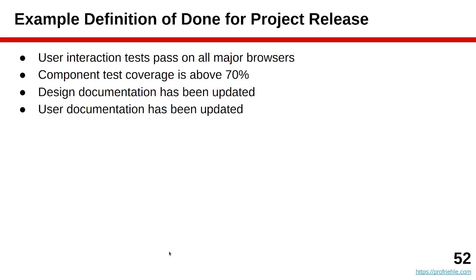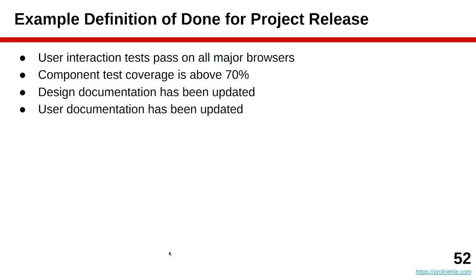And here's a final one for a whole project release, maybe in addition to component tests, also called unit tests, maybe in addition to those, you have user interaction tests, yeah, that go through the user interface. And maybe those have to pass on all browsers for you to say this project release is done and we can give it to a customer. You may get more specific with test coverage and say it's got to be at least 70%.